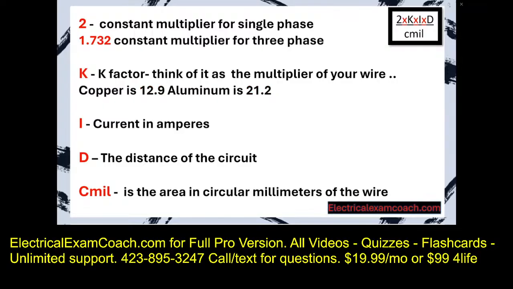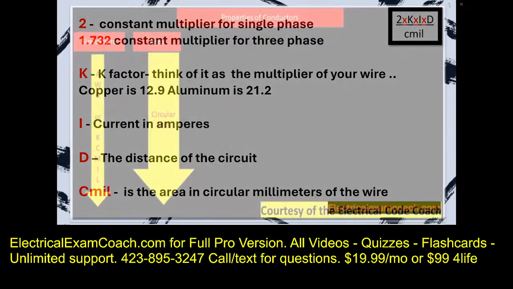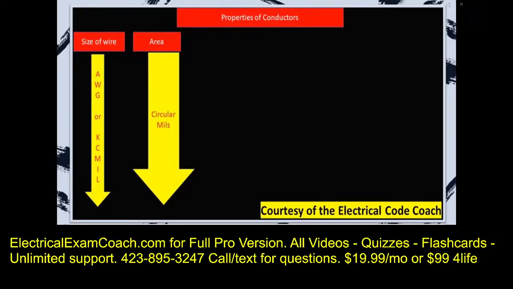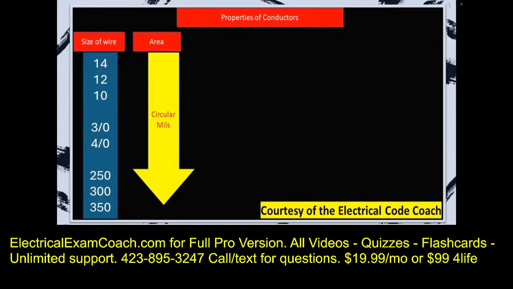To find the C mills of a wire, we need to head to Chapter 9, Table 8. It's toward the back of the book in the Chapter 9 tables. Go ahead and head there now. When we get there, we find that there's a lot going on with the table, but just like every other table, we only need to focus on what we need to focus on. On the left-hand side, we're going to find our size of wire. And you'll notice all of your familiar friends, 14, 12, 10. Then it goes down into larger numbers like 3/0 and 4/0.